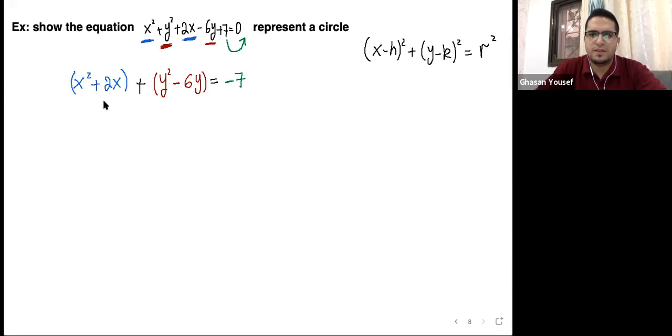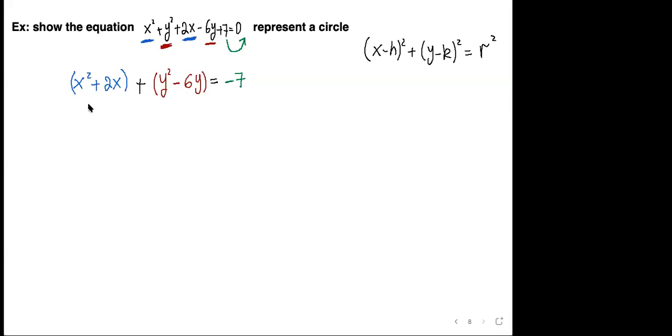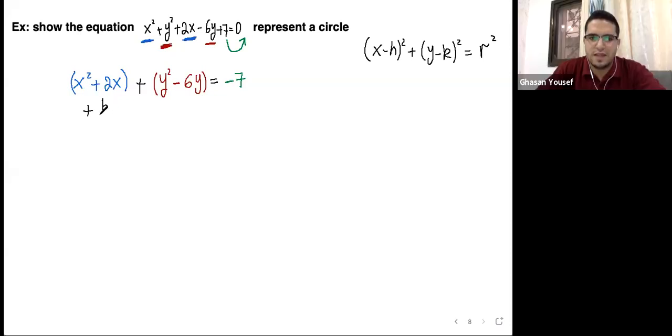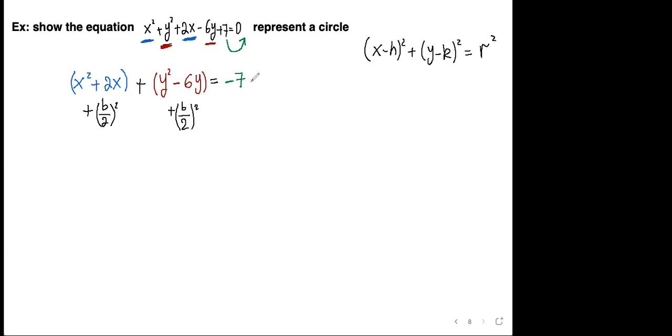How can we complete the square for both of the parentheses? Oh yeah, now I remember. It's b over 2, squared. Exactly, b over 2 squared. We have to add b over 2 squared here, and also here we have to add b over 2 squared. And whatever you add here, you have to add after the equal sign. You have to add it here.